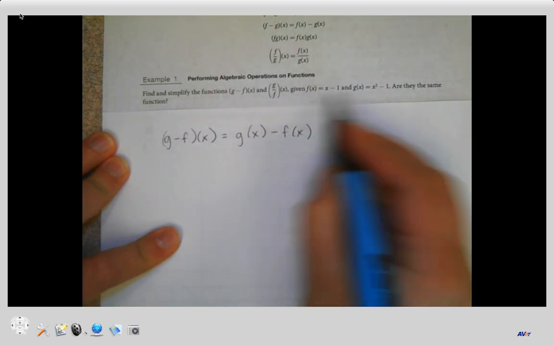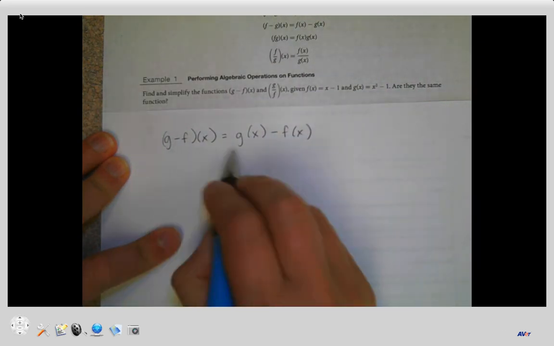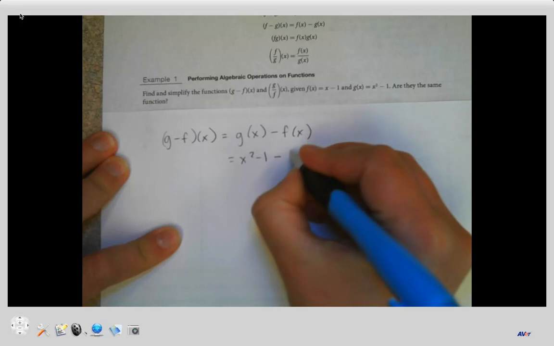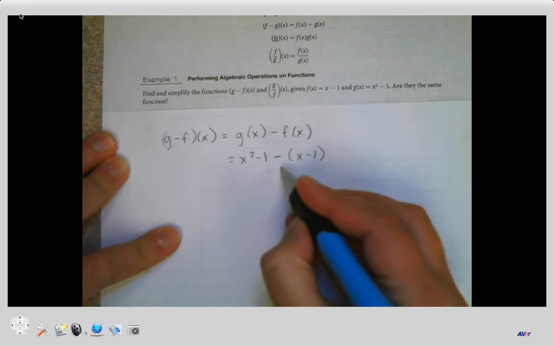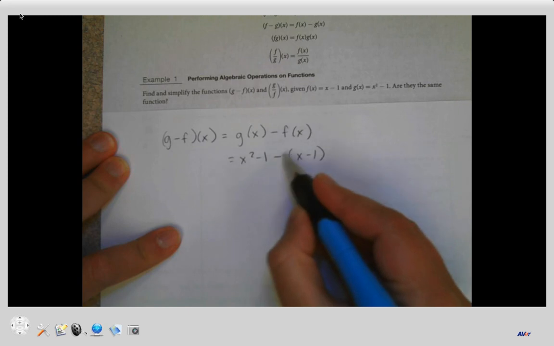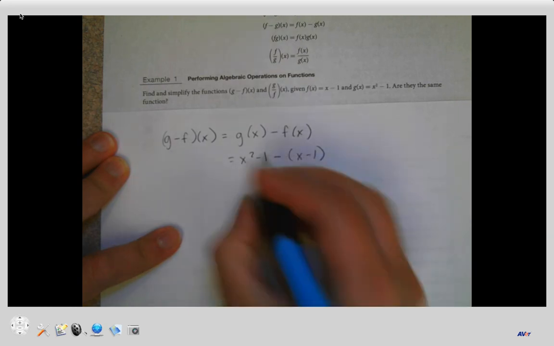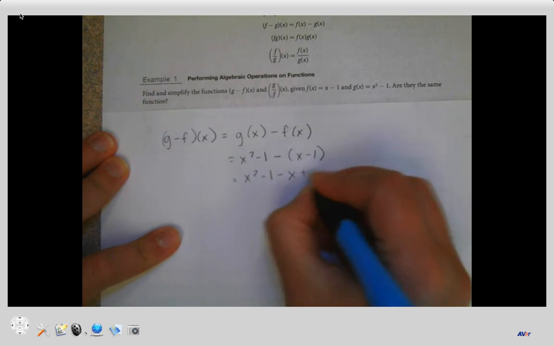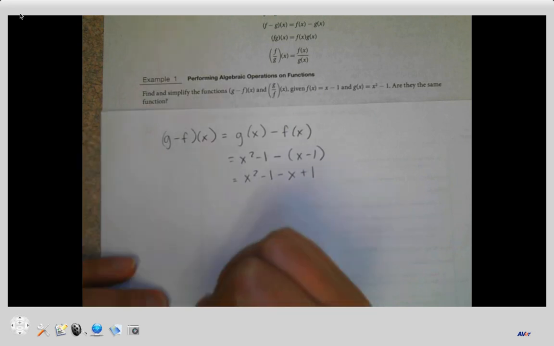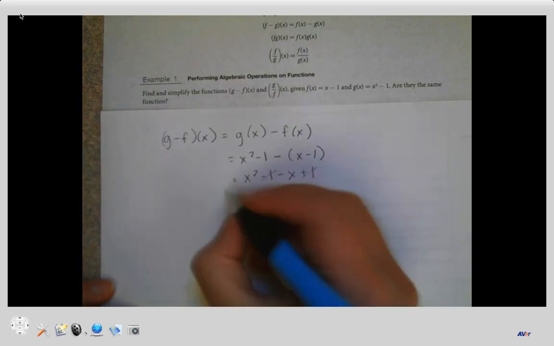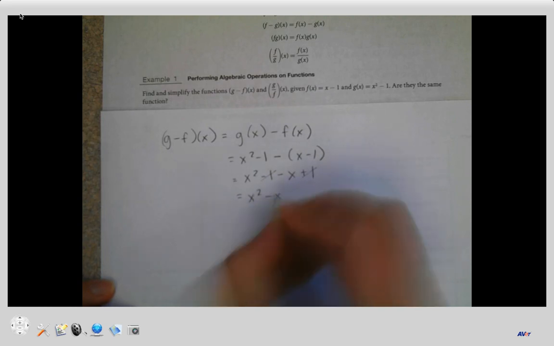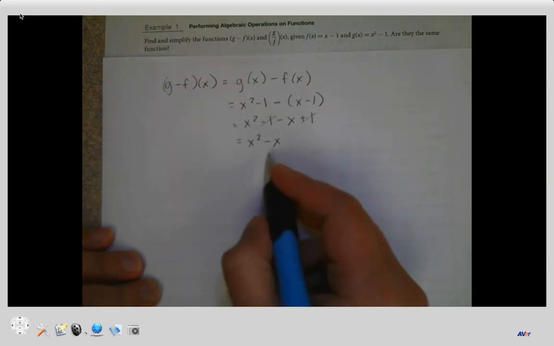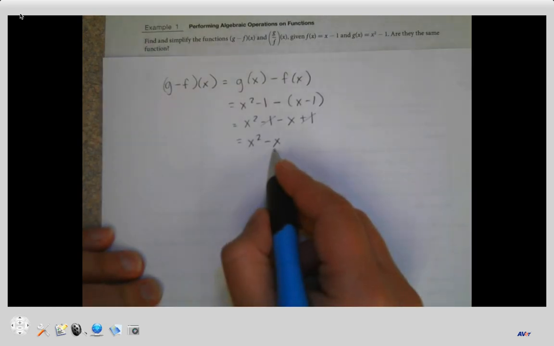And now we just plug in the values that they give us here in the problem. So g of x is x squared minus 1 minus f of x. We have a minus sign, and we have to be really careful with minus signs, right? We need to be sure we distribute it to each of the terms here. So this is going to be x squared minus 1 minus x plus 1, if we distribute that minus to both terms. We've got a minus 1 and a plus 1, so we can write this as x squared minus x. There we go. That's g minus f of x.